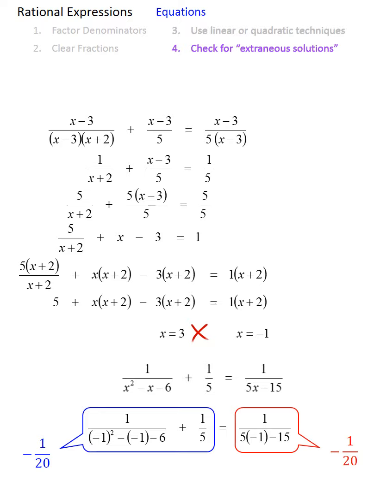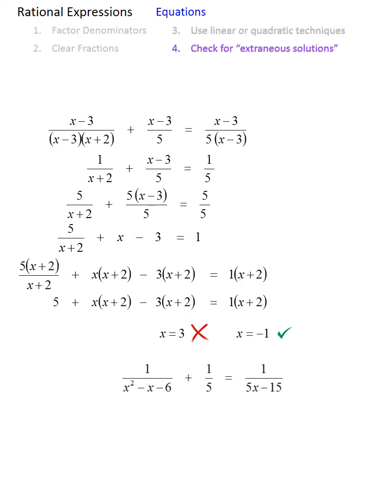Now of course that doesn't mean -1/20 is the answer to this problem, but the fact that the left and right sides work out to the same number when x is -1 tells me that -1 is in fact a solution to this equation, and therefore I'm going to accept -1 as an answer, unlike what I did when x was 3, which was rejected. Let me put my original equation back, just so you can see the sequencing here.